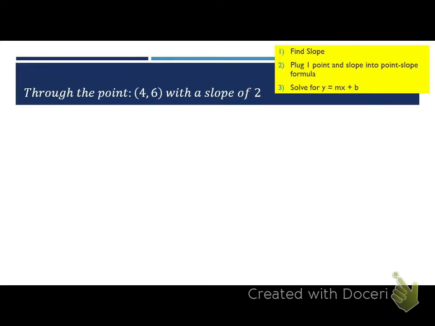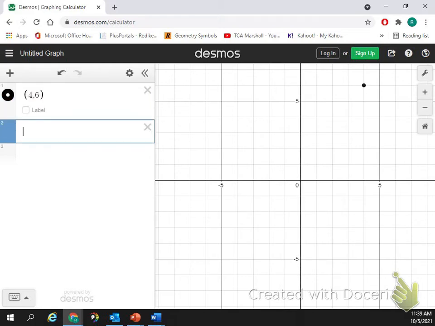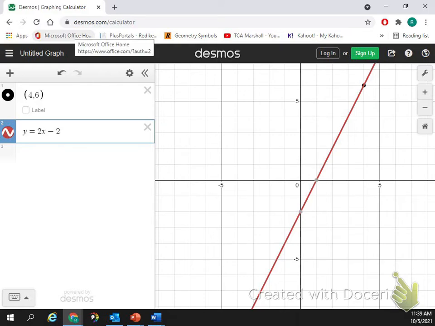So I will show you what we just did. What was the point that was supposed to be on our line? At the beginning it said what point? (4, 6). And then we ended up with y equals 2x minus 2. All right. Does our line go through that point? It sure does. Perfect. So tomorrow on Big Ideas, it will ask you to graph to check.